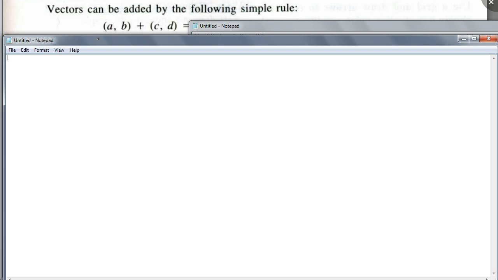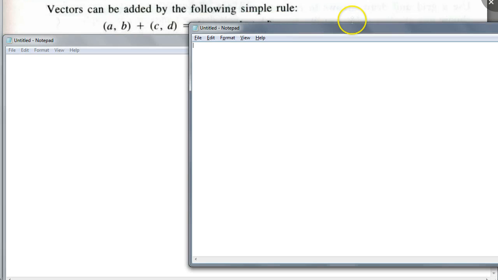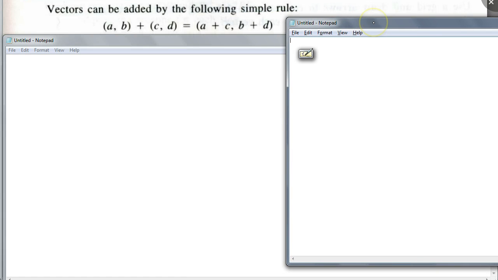Anyone? Yes, Nico? When I add these two vectors, it will be A plus C, comma, B plus D. Exactly right. Because you're just adding up all the change in x's and adding up all the change in y's. Does that make sense? So you might want to write this down, okay, because it's going to be important for you to know how to do this.